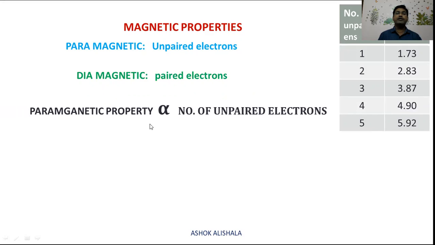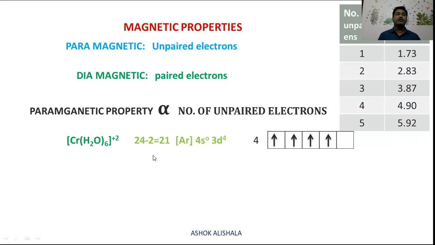Then paramagnetic property is directly proportional to the number of unpaired electrons. The more unpaired electrons, the more the paramagnetic property. Let us calculate this paramagnetic property. How can it be calculated? First, let us discuss how many unpaired electrons are there. If 2 complexes contain the same number of unpaired electrons, say 2, they have the same magnetic moment in Bohr magnetons. That's why first you calculate how many unpaired electrons are in each complex, because only 4 are given.